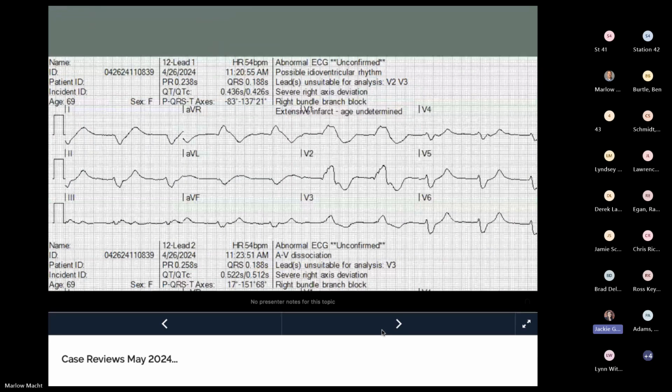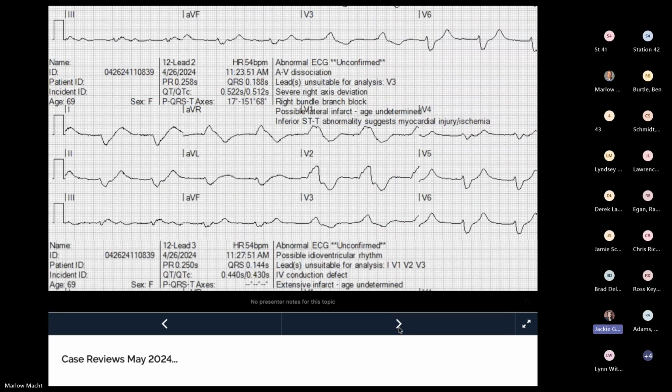So her initial EKG is this. Reading this, it's very wide, it's slow, not 119. And her QRS is 0.188. Her QTc is 0.426. The readout is idioventricular rhythm, although there's a lot of potential badness. They interpret it as idioventricular rhythm, if I remember correctly. Next.